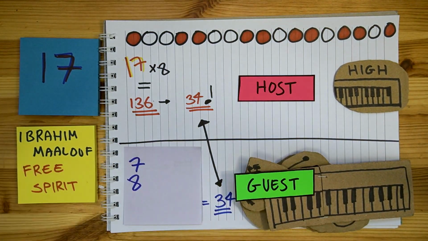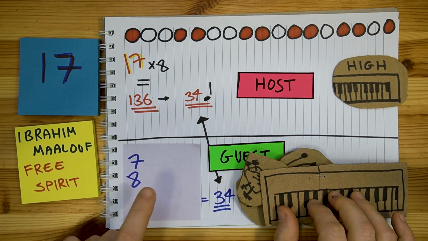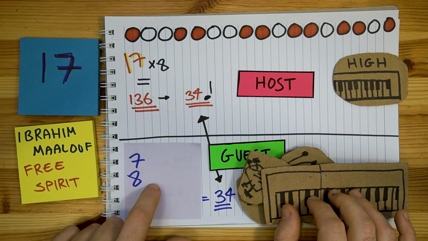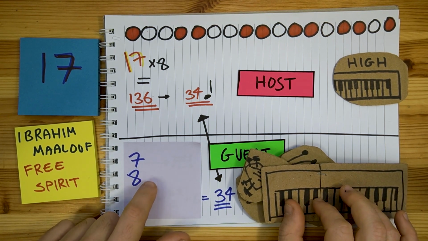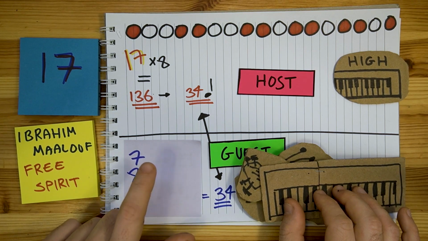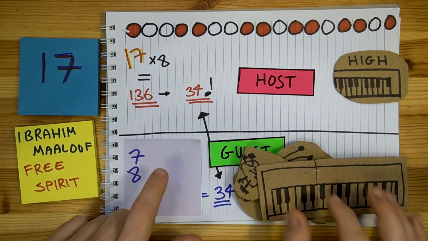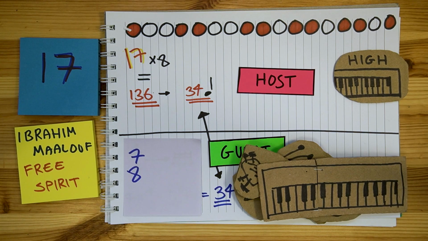Listen to these chords. 1, 2, 3, 4, 5, 6, 7. 1, 2, 3, 4, 5, 6, 7. 1, 2, 3, 4, 5, 6, 7. 1. But if we continue listening, something very cool happens.